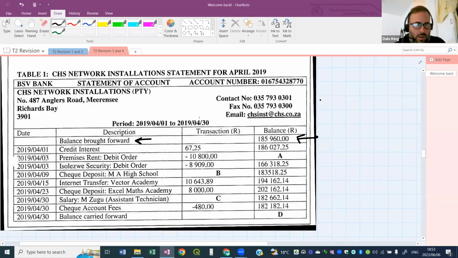All right, so that's the balance from the previous month. And then we have one item here. We're not going to look at all of them. We're going to look at one item here, credit interest, okay? So there is a total sitting in the bank, and because there's a total there, it's building up interest. All right, interest has been given to add on to this total. And we can see that interest is added on because the total has changed now from 185,960 to 186,027. So this interest portion has been added on. I'm not going to go through all the other ones, but I think you understand how this works. So these transactions will change the totals as we go.